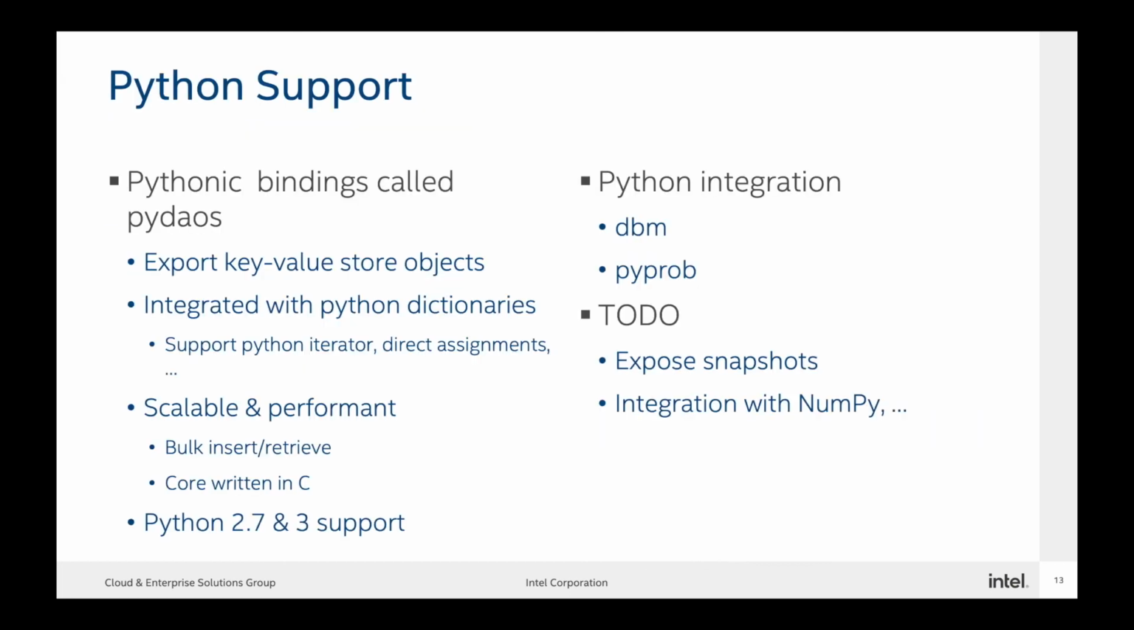We also have native Python bindings that we call PyDAOS, which integrate a KV store object directly with Python dictionaries. This is a very Pythonic API for users who are not very familiar with C and are more familiar with high-level languages. You can have things like iterators and bulk insertion and retrieval operations there. We plan to support more integrations, like PyDBM, and to expose more features like snapshots and integration with other libraries like NumPy and so on.